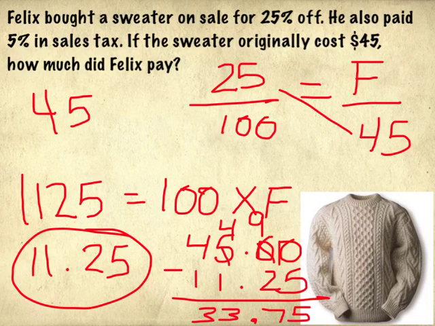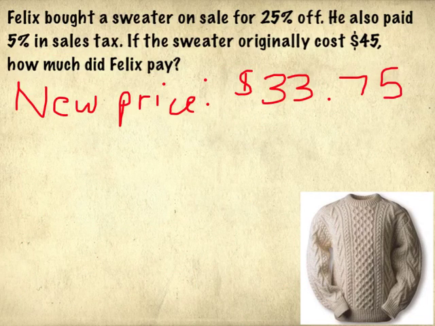So the new price of the sweater will be $33.75, but I am not done because he also paid sales tax. What a pain. So we're going to have to figure that out now. So now that I know the new price is $33.75, I need to find out how much he's going to pay in sales tax. Now, there's two ways I can do that. One is easy but takes a while, and the other one is a little tricky to remember but is really fast. So I'm going to show you both ways.